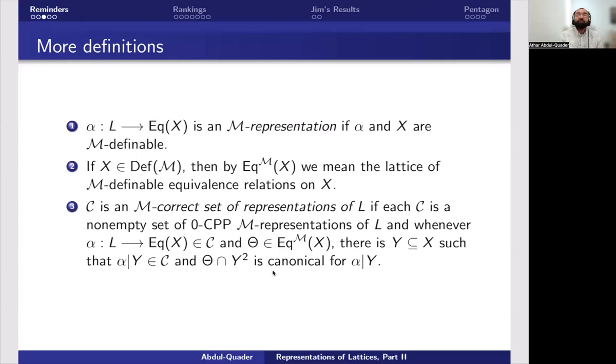Incidentally, I think that works only for M finite representations. Yeah, makes sense.